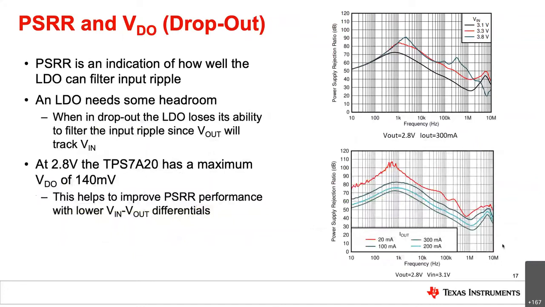Another important factor to consider for TPS-7820 is actually the PSRR and dropout. So PSRR is the power supply rejection ratio, which is an indication of how well the device can filter out the input ripple. So this is typically from an upstream power supply, such as a buck converter. The most common definition of dropout is the difference between input and output voltages.